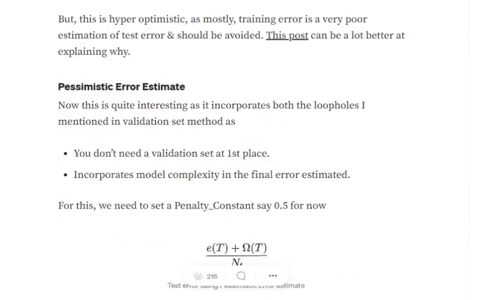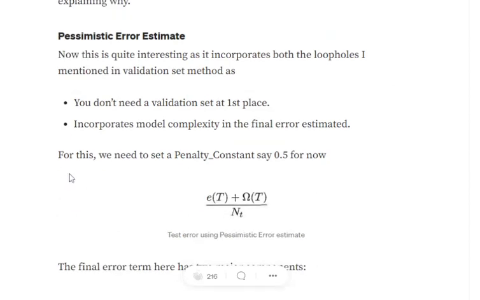Next, the pessimistic error estimate. It is able to cover two major loopholes created by the validation dataset. One is that if you have very scanty data, you don't wish to divide it into validation and training datasets. Rather, you would wish to train your model with the whole dataset. Second thing is that it also includes the idea of model complexity in the final error estimate, which the validation dataset was missing out. So let's understand what this does. The final test error estimate is given by e_t plus omega_t upon n_t.